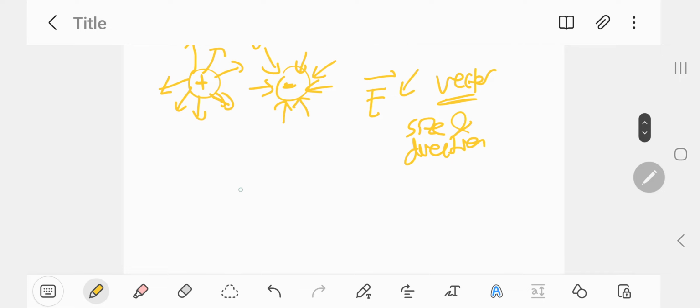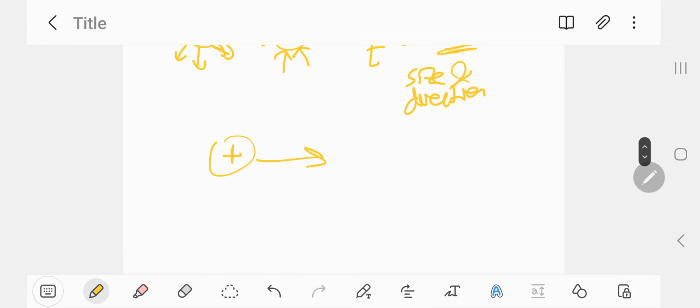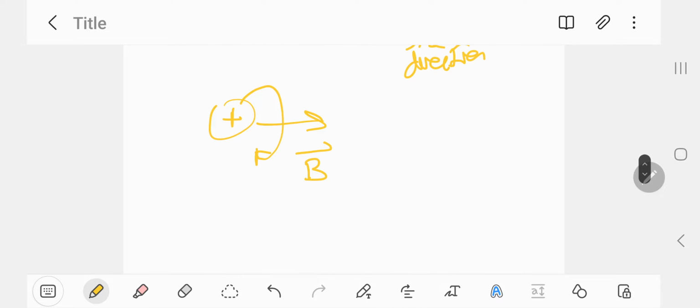Now on to magnetic field. When a charged particle, let's take a positive charge, is moving in space, or when it changes speed, it creates what's called a magnetic field around it. Magnetic field is given the symbol B with an arrow on top, or half an arrow. It's also a vector.